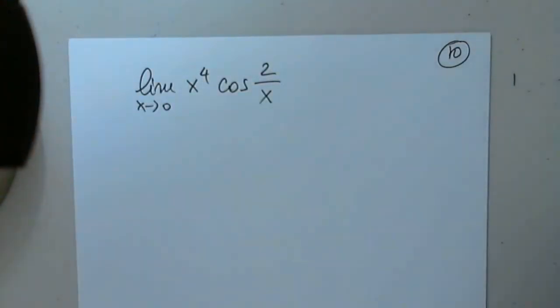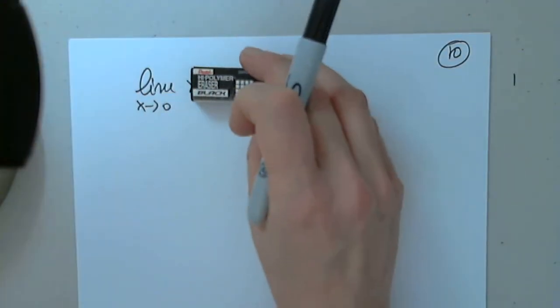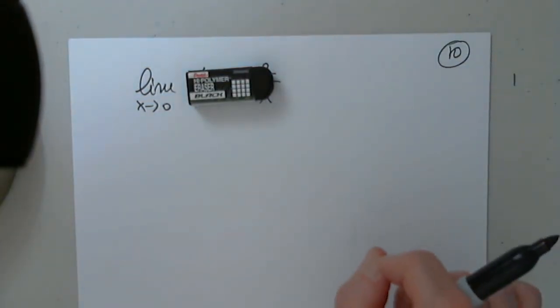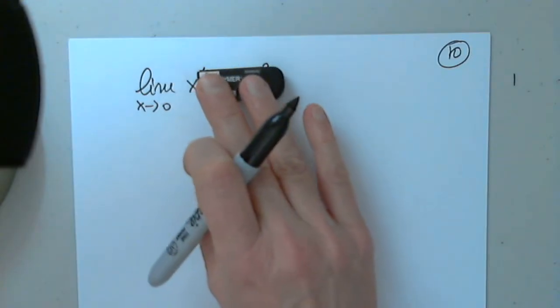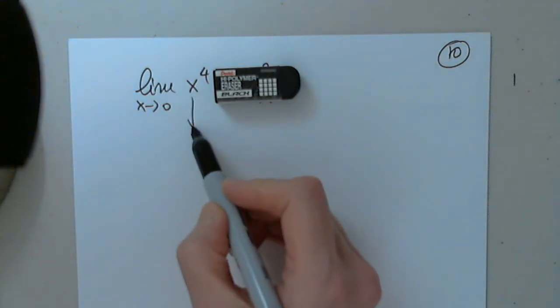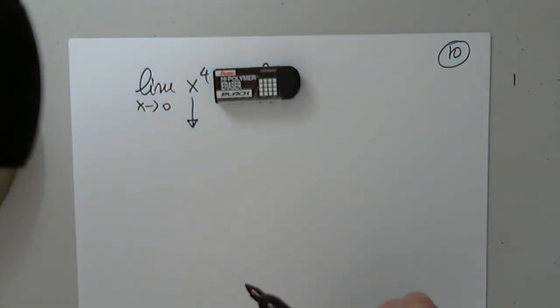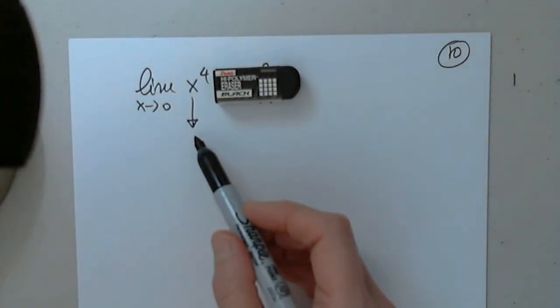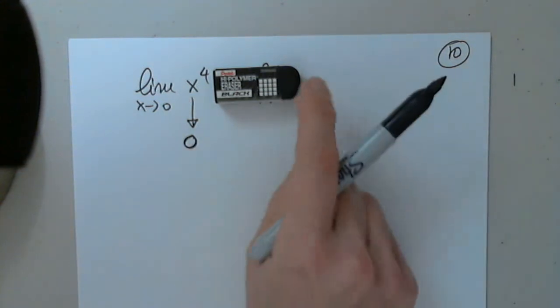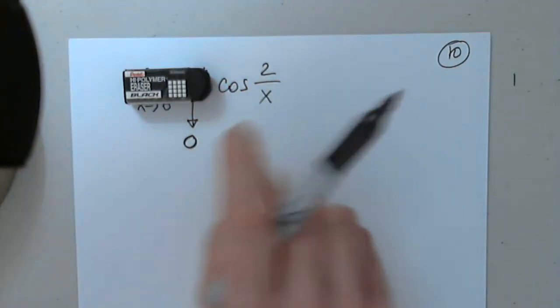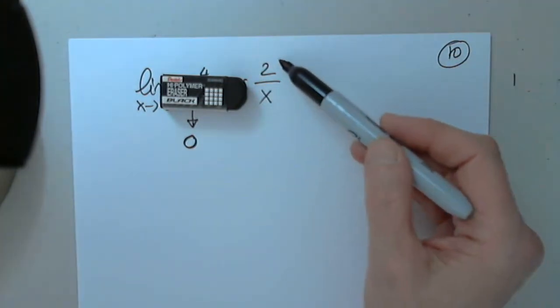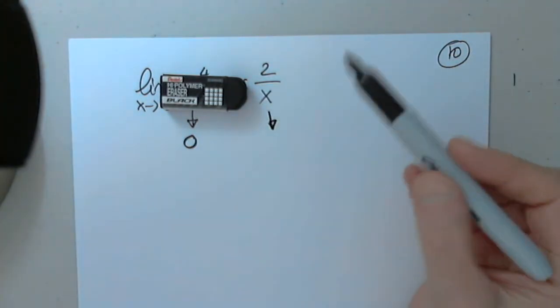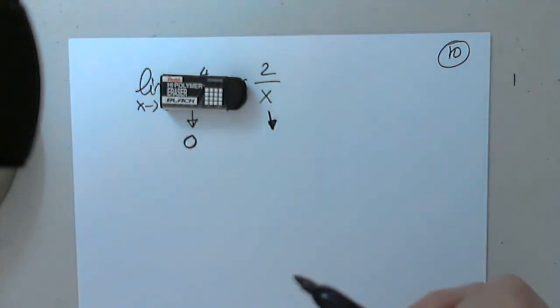So we are looking at this limit. What do I have to do first? Plug in 0. Good, good. So where is this going when x approaches 0? Zero. Excellent. Where is this going when x approaches 0 from either side?